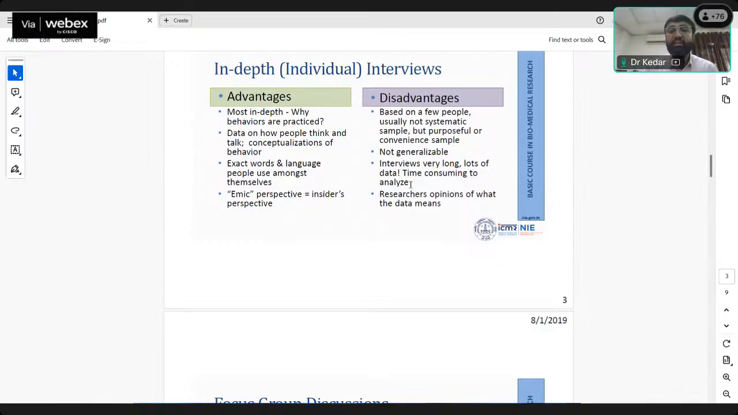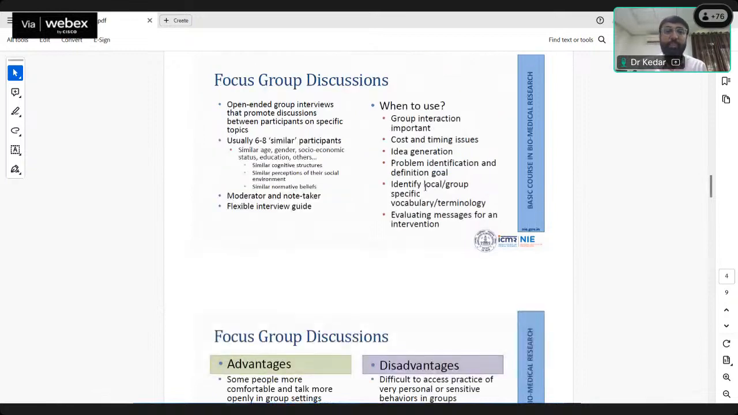The disadvantages, it is not generalizable. Interviews may last very long, and there is a lot of data, time consuming to analyze. The very first difference in quantitative data research methods, we have data in form of numbers, whereas in qualitative data, we have in the form of text. So that is the biggest another disadvantage of in-depth interviews.